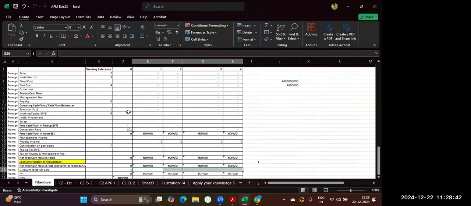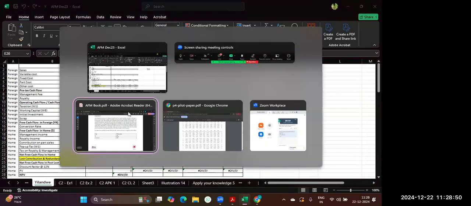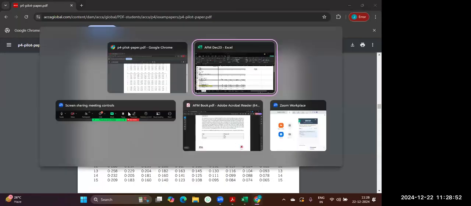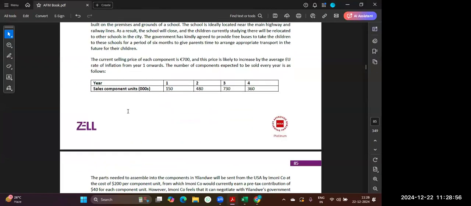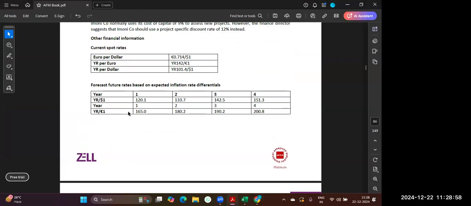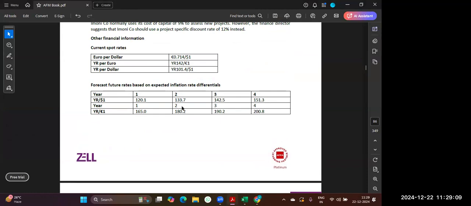Okay. Let's start. First of all, do you have the foreign exchange rates for all the years, or do we need to calculate it? Is it mentioned in the question, or are they expecting us to calculate? The very first thing in any foreign NPV question is you need to first ensure you have the conversion rates for all the years. Do we have the conversion rates? Yes, sir, we have the conversion rates.